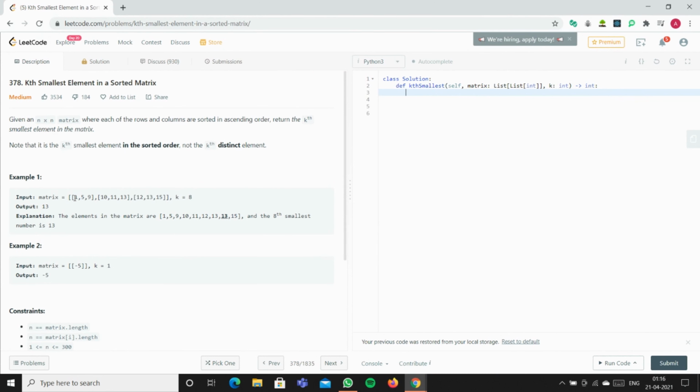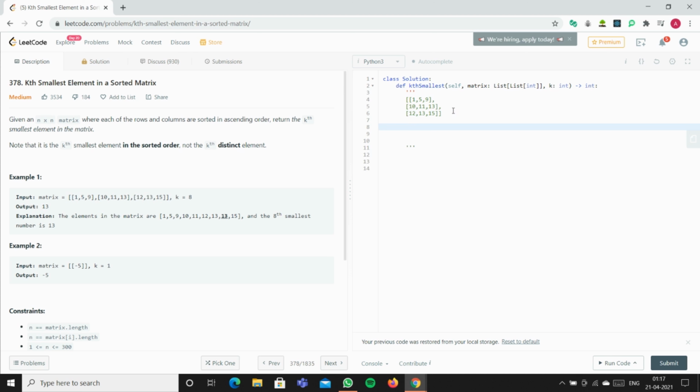So what we have to do in this question is basically just find the kth smallest element. We're given a matrix. So in the first example, we'll have to find the eighth smallest element in the matrix. And since 13 is repeated 2 times, it's not a distinct element. It can also be a repeated element. So how will we solve this problem?